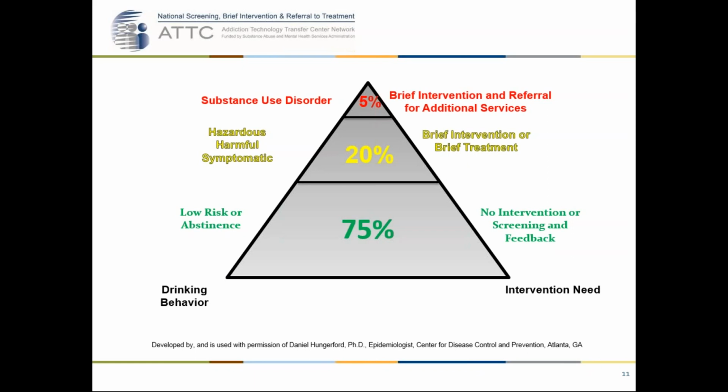And last but not least, this is another way for you to think about this. So you have drinking behavior along this pyramid. Along the left, you have the low risk or the abstinence. So this is the low risk use, the social use.